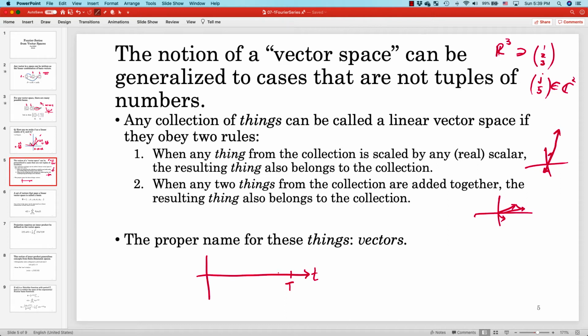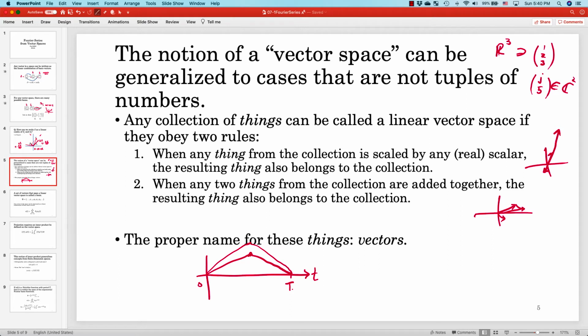So pick your favorite periodic function, and I'm just going to sketch it over one period. I don't know, maybe your favorite function looks something like this, or not. Literally any periodic function, sketch it between 0 and big T, and then scale that function. Well, for my favorite function here, this is going to be something that looks like this, which is also going to be periodic with period T. Okay, so these functions are closed under scalar multiplication.